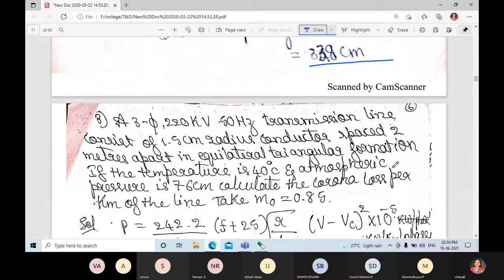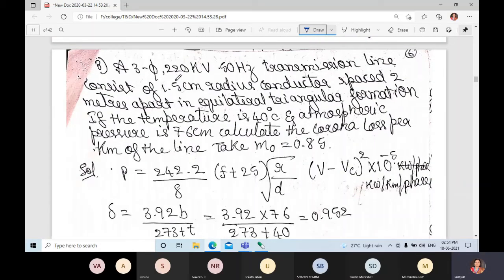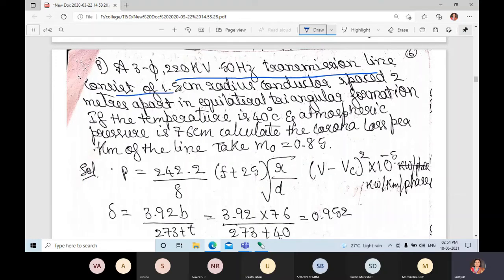Okay. Next problem, a three-phase 220 kV 50 Hz transmission line consists of 1.5 centimeter radius conductors spaced 2 meters apart.